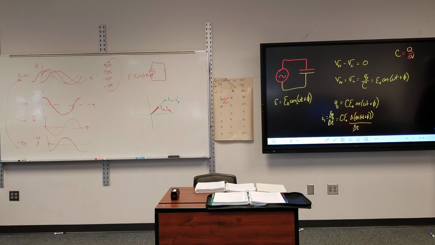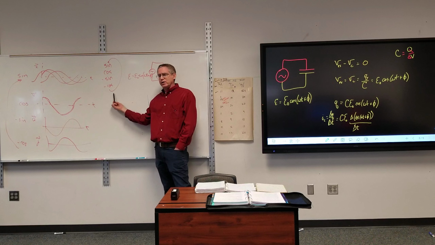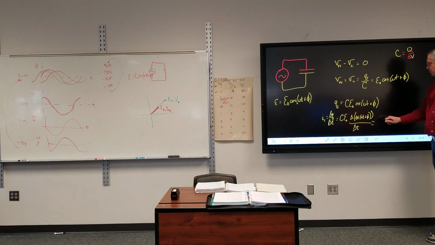What is the change in cosine over the change in time? From this right here, change in cosine over change in time. Negative sign. So that is equal to C epsilon sub naught, sine negative omega t plus phi. You've already done that part.